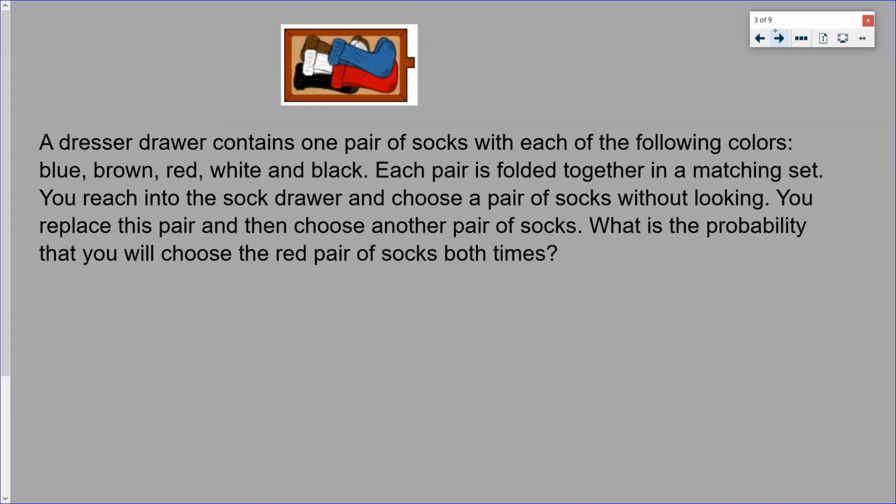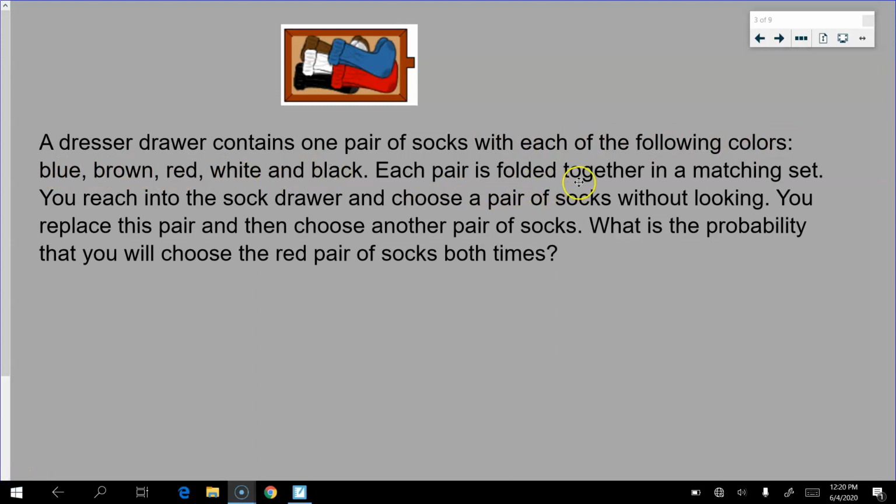First one we're going to try is this. A dresser drawer contains one pair of socks with each of the following colors: blue, brown, red, white, and black. Each pair is folded together in a matching set. So you reach into the sock drawer and choose a pair of socks without looking. You replace this pair and then choose another pair of socks. So they want to know, what's the probability that you'll choose the red pair of socks both times?